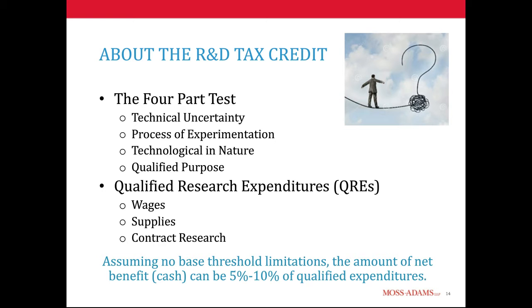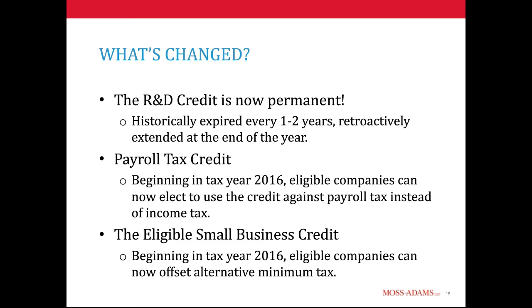The PATH Act made a few changes that were very significant, especially for taxpayers who have been unable to utilize the credit. Although the credit is 5 to 10% of qualified expenditures, there is some requirements. One of the requirements is you have to actually be paying income tax. So you have to be in a profitable situation. And you also have a limitation by alternative minimum tax. So the PATH Act addressed both of those issues.